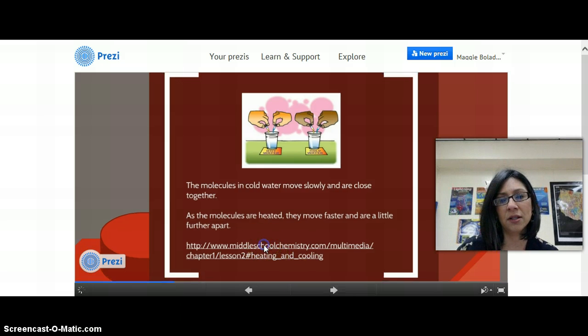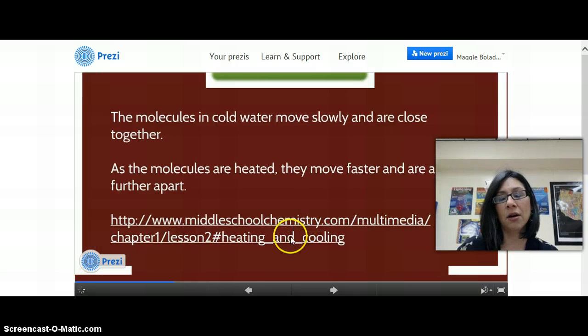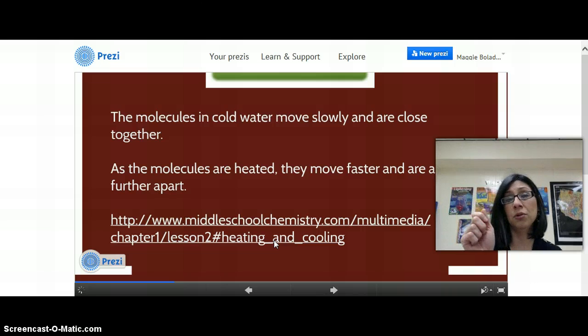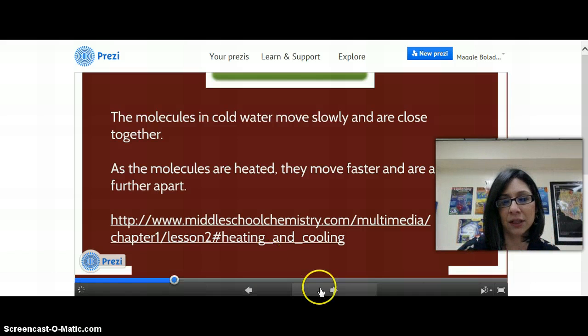Some of you got to see the little animation. When you have a chance, go ahead and click on the animation. Right here, here's the address. Make sure that your computer has Shockwave Player. If not, it won't play correctly. But you're able to slide the cursor to a hot environment, and you're able to see how the molecules move faster. And in this animation, you're able to slide it to a colder environment, and you're able to see how the molecules slow down significantly.